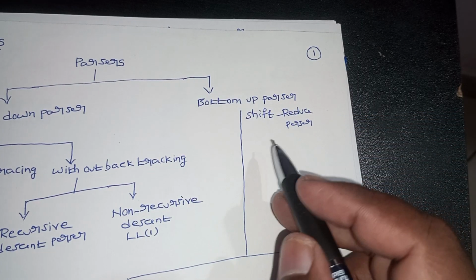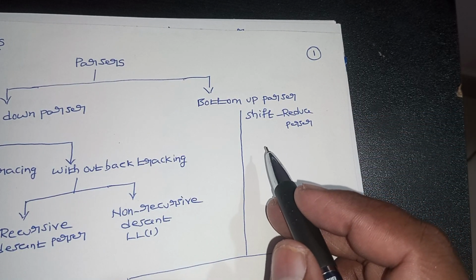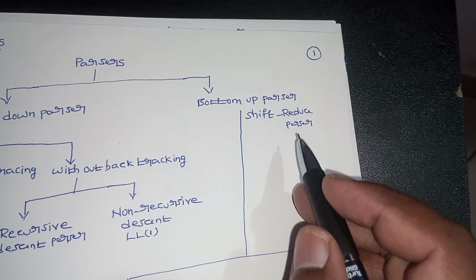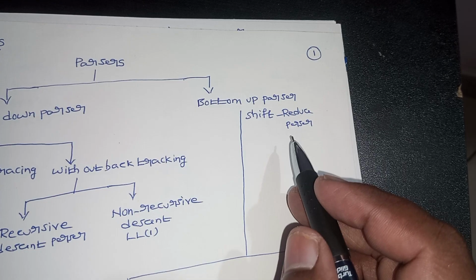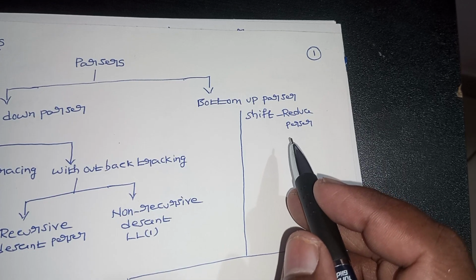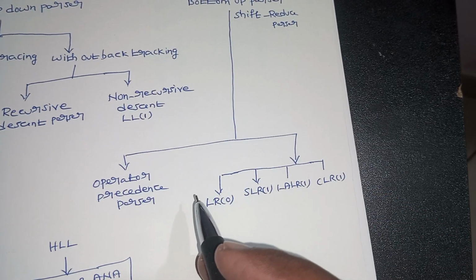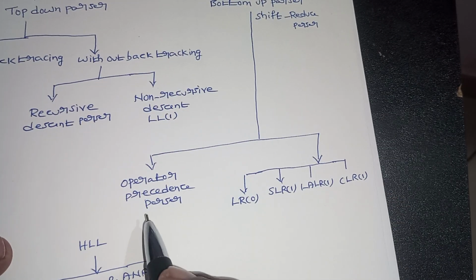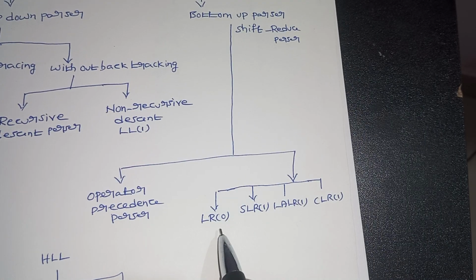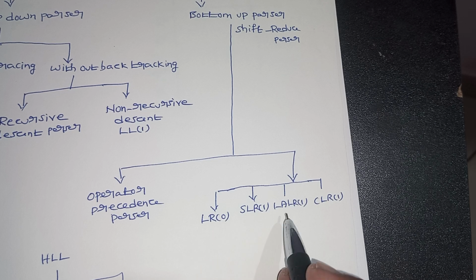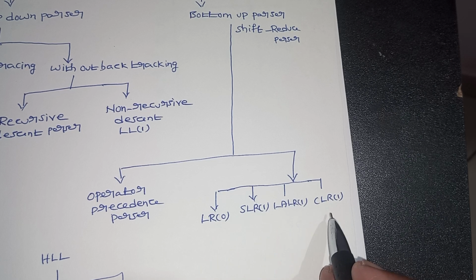Shift means we have to push into the stack. Reduce means we have to pop from the stack. That is called a shift reduce parser, because in this we are using the stack data structure. The first one is the operator precedence parser. Again, in the second one we have four types: LR(0), SLR(1), LALR(1), and CLR(1).